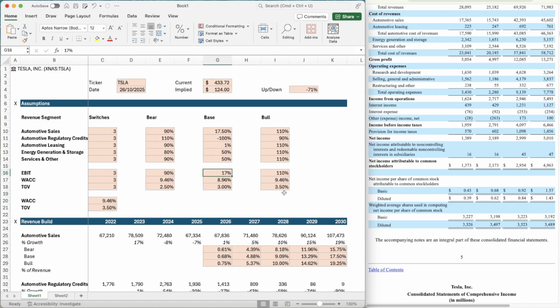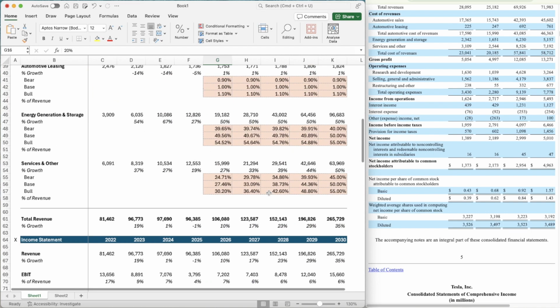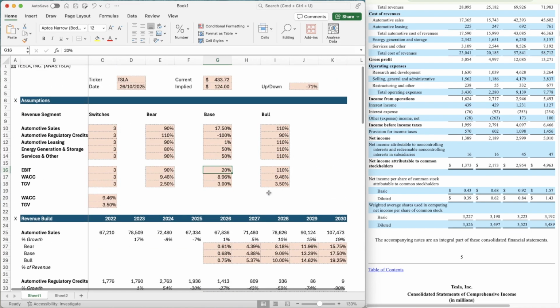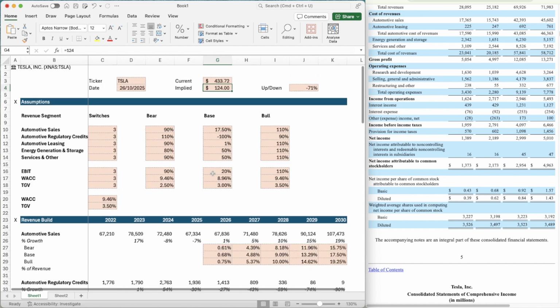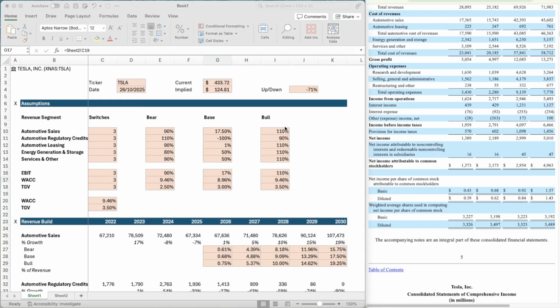Eventually, let's say the EBIT margin goes up to 20%, what does that do? Not moving. Come back down. Sorry, so let's say we want this at 20% instead, the EBIT margin. It's still significant downside on a bullish scenario.